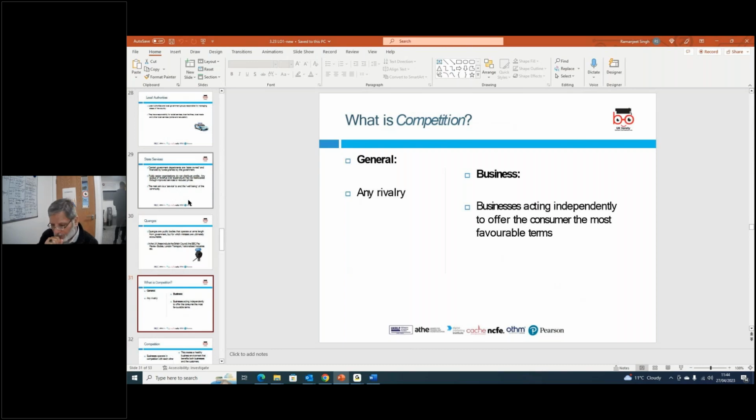Competition. What do you think competition is? Any understanding of competition? Like supermarkets, they're in competition with each other on prices and what they sell. Yes. So basically, competition is any companies that are sort of the same. They're in rivalry, even accountancies as well, because of the prices.